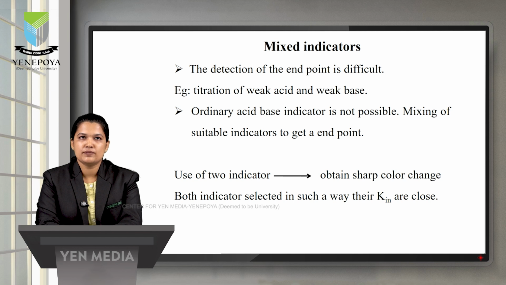Then, mixed indicator is mainly used when the detection of the endpoint is difficult, that is in the titration of weak acids and weak bases. An ordinary acid-base indicator is not suitable, so mixing with a suitable indicator gives a good endpoint. Two indicators are used to obtain a sharp color change. Both indicators are selected based upon the K indicator.